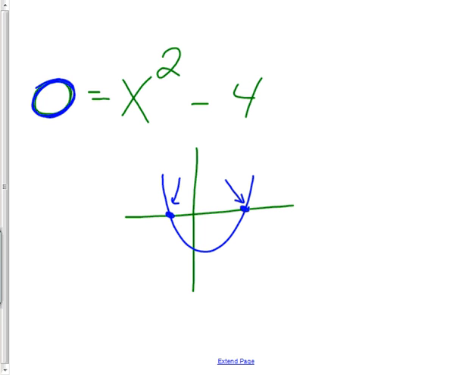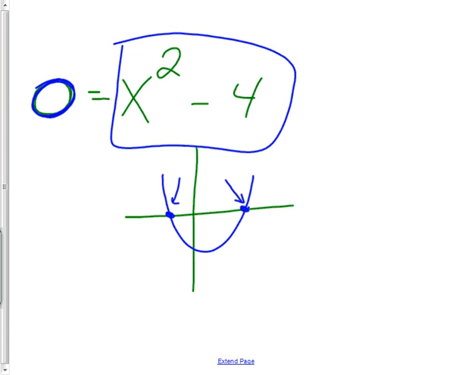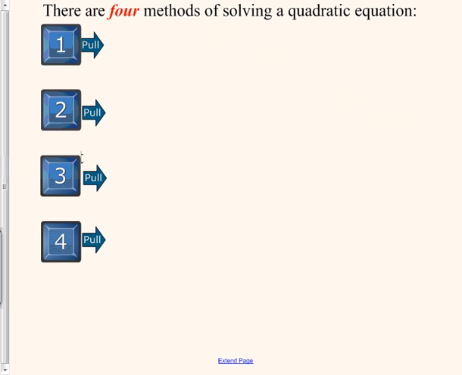So we take the whole equation, put it on one side, and have 0 on the other side, and then this equation has to equal 0. All right, that's what we want to do in solving a quadratic. Now, you could solve them in several different ways. There are 4 methods of solving a quadratic.